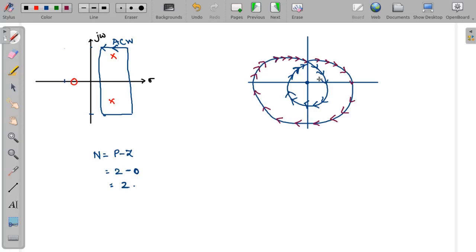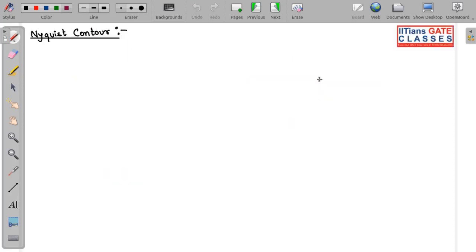Now let us talk about the Nyquist contour. We basically know your CLTF, and we are always concerned about the stability of the CLTF. Why? Because all the systems we want to construct in feedback. That is why we are more focused on the stability of the CLTF.